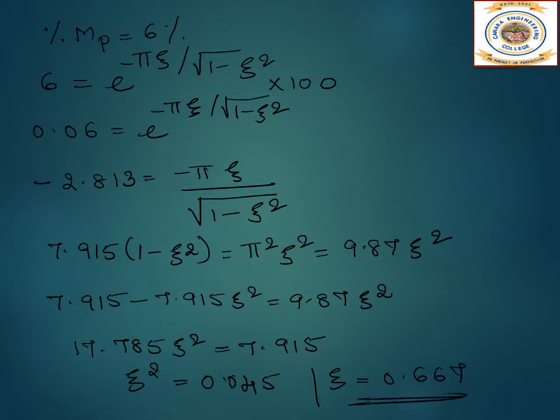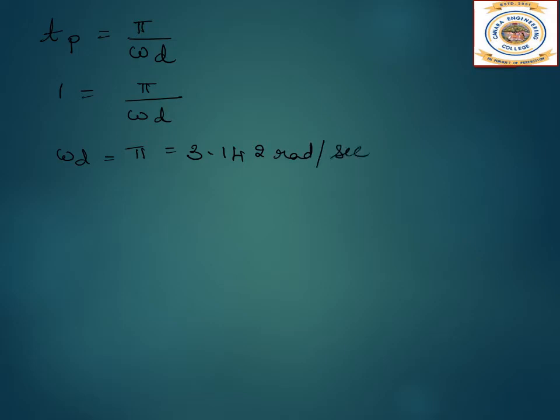This is how we have calculated ζ. In the previous lecture also, we have calculated ζ in this way. So let us proceed further. What else is given? Tp is given, right? Tp, what's the formula? Tp equals π by ωd. Hence, ωd is equal to π, which is 3.142 radians per second.